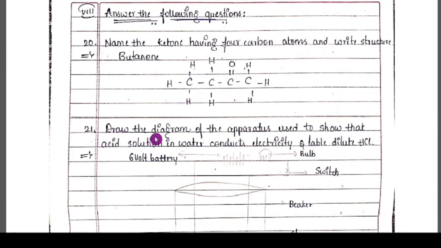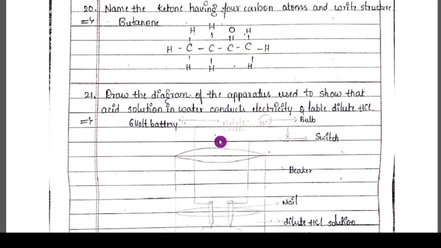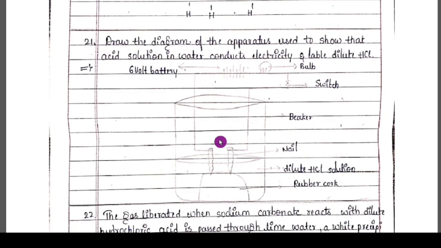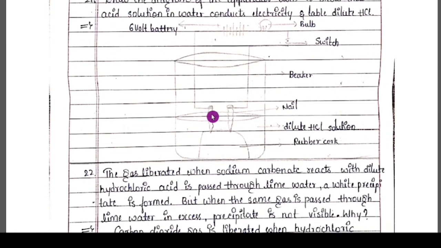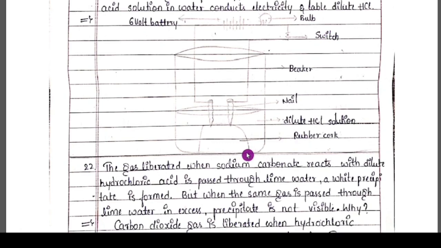21st question, draw the diagram of the apparatus used to show that an acid solution in water conducts electricity and label the dilute HCl. So here I have given the figure, and the naming also I have given.